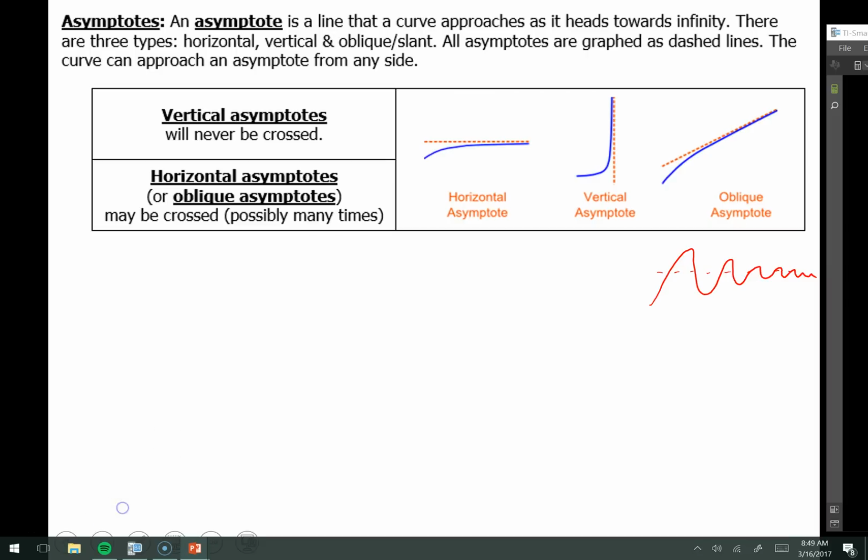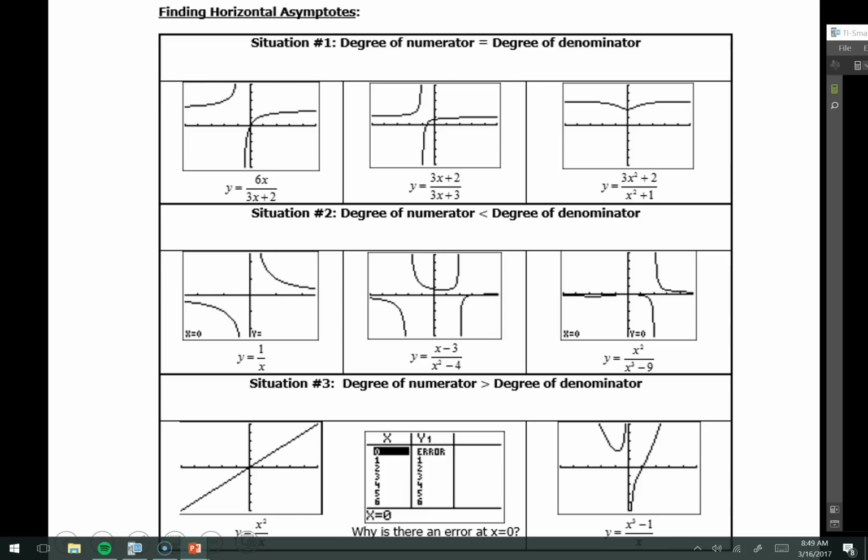Okay, so let's look at asymptotes and finding horizontal asymptotes in particular. So to find the vertical asymptotes, you just look at what the domain restriction is, what x is not allowed to be, like we were doing in that first part. To find the horizontal asymptotes, there are three things that you have to memorize, and there are three situations.